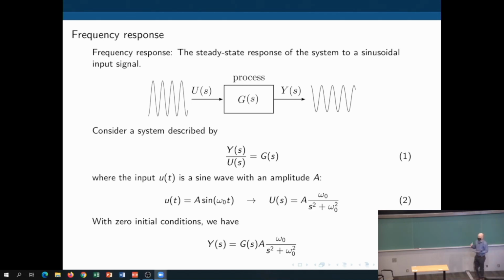And why again? Because that's the only signal that when passed through a linear time invariant system results in the same signal, but with a time delay, a phase shift, and a magnitude shift.